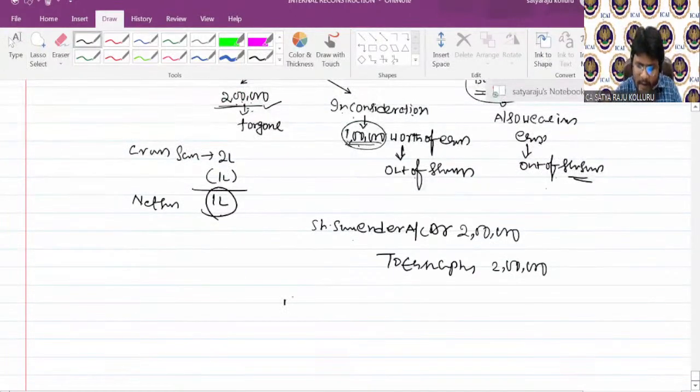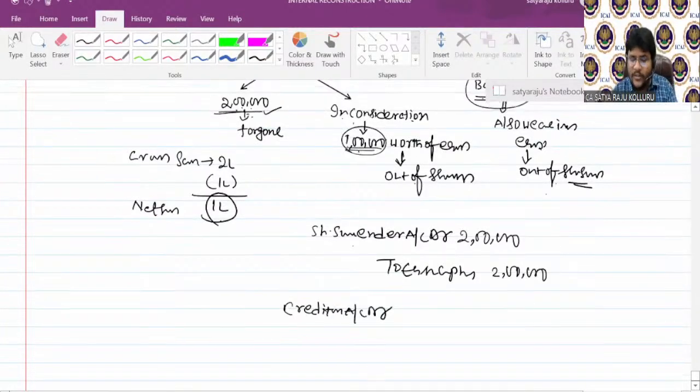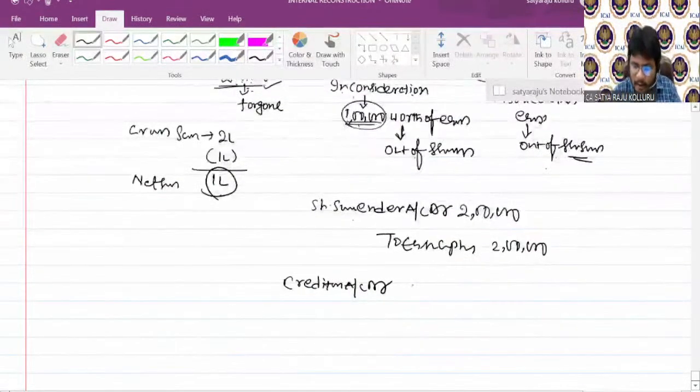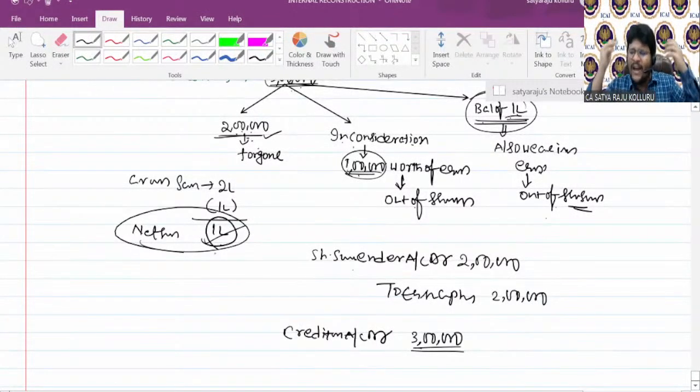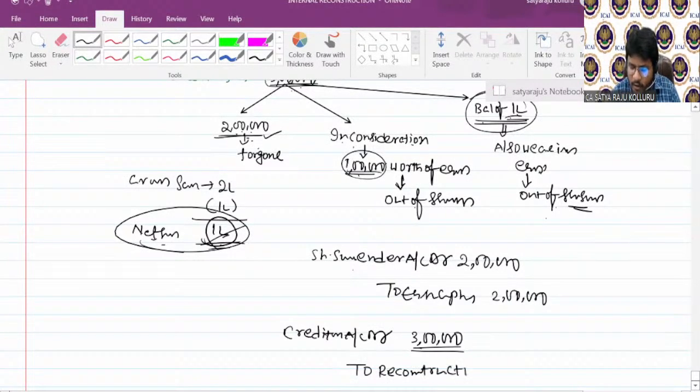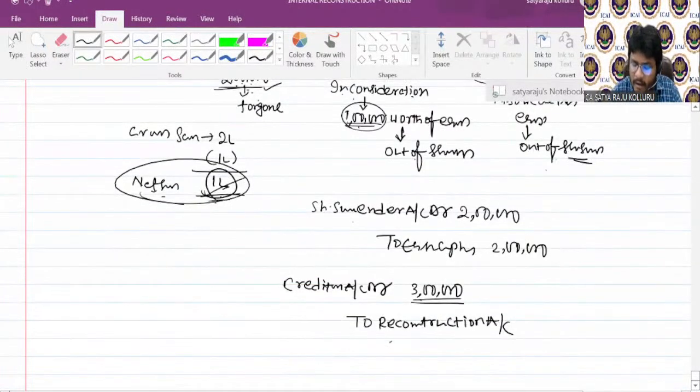Now you can cancel the creditors account. How much is the creditors account total? 3 lakhs. Creditors account is total 3 lakhs. Now out of this 3 lakhs, 1 lakh is the real foregoing. Net sacrifice how much? 1 lakh. Whether share surrender account exists or not, to the extent of the net sacrifice, I need to transfer it to reconstruction account. The amount really sacrificed by the creditors, I need to transfer to reconstruction account.